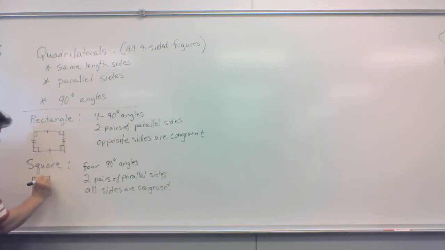Okay, 90-degree angles. All sides are the same length. Therefore, opposite sides are also the same length, and it has 2 pairs of parallel sides, just like that.